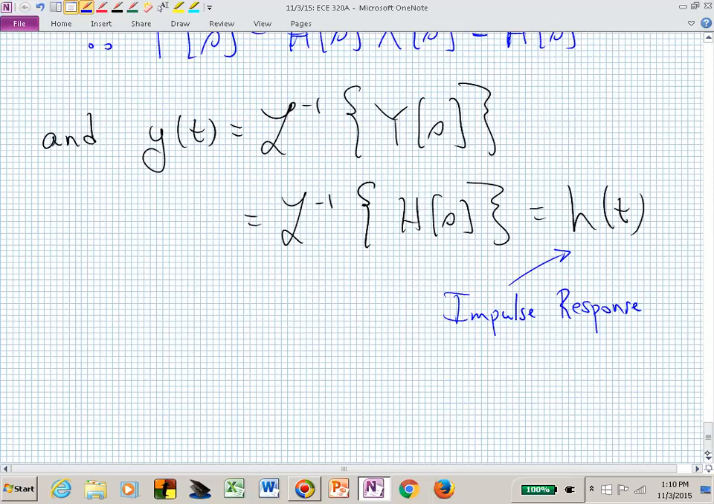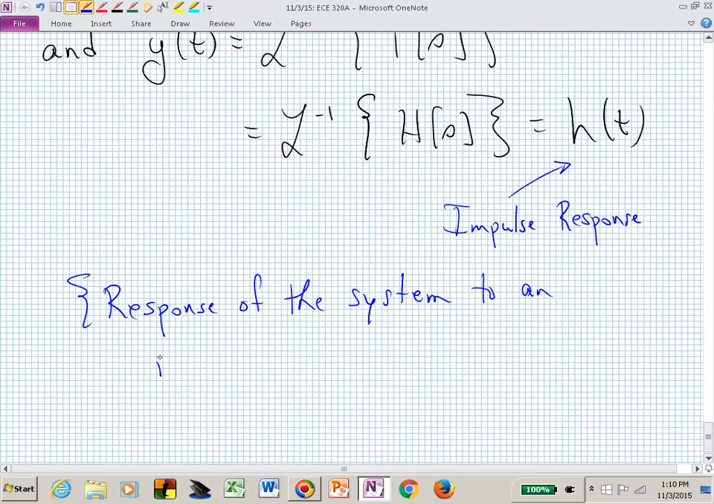And the impulse response is just the response of our system, whatever that is, capital H of S, to an impulse function or waveform applied at the input. That's the impulse response.